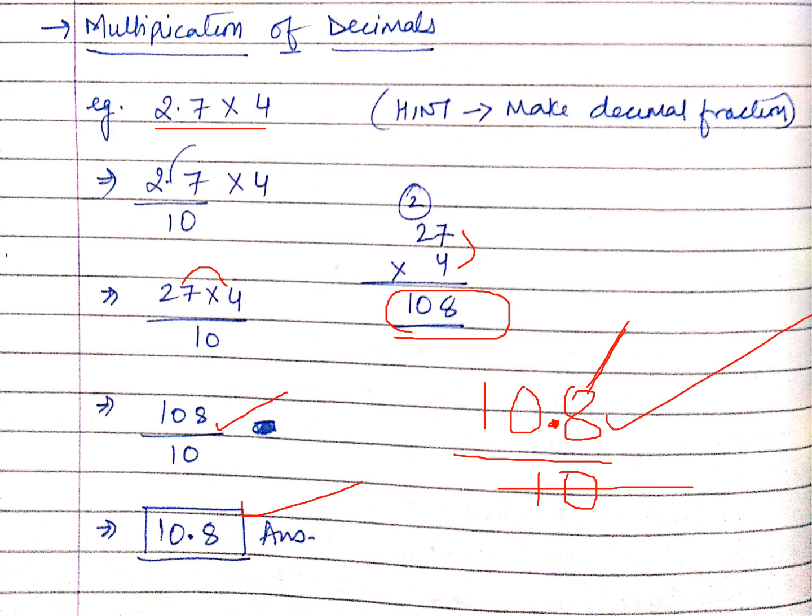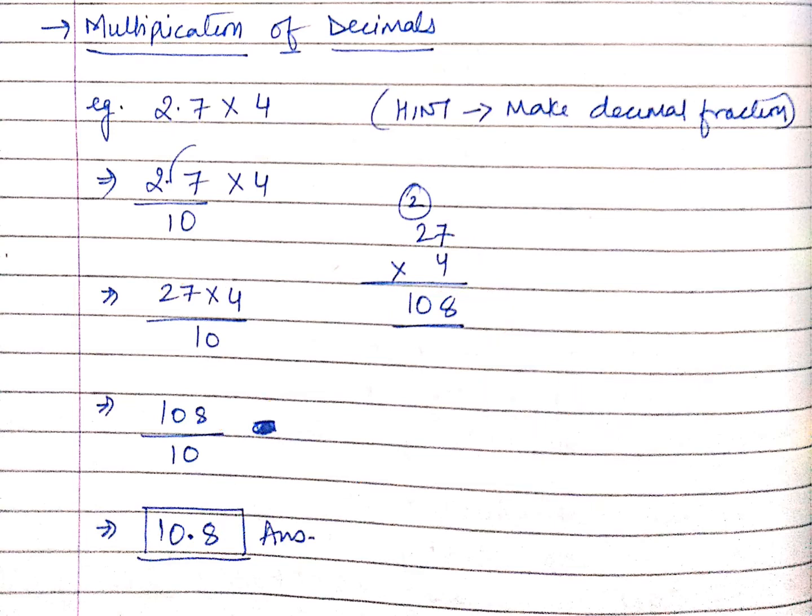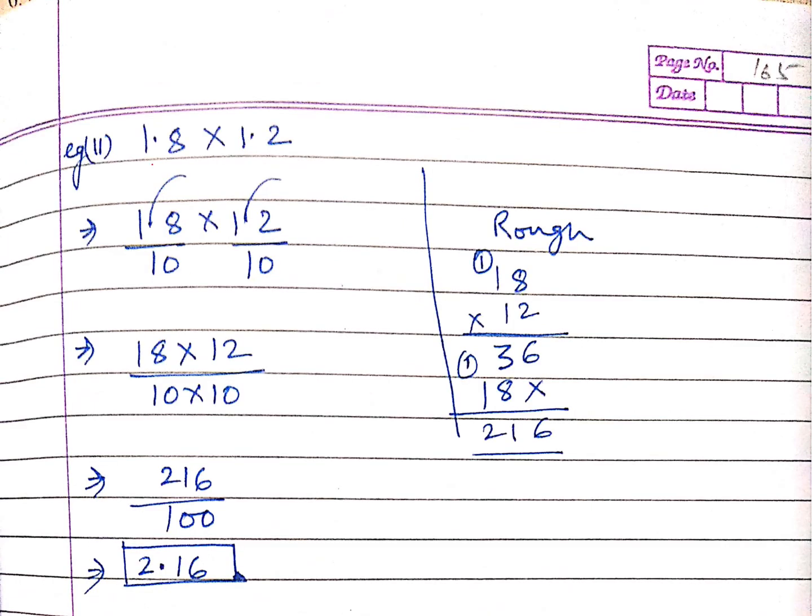I will take two more examples for you to make it easy. Let's see. Okay, 1.8 into 1.2. Same thing. I will write the number like this. I will remove the decimals. 10 will come below this, 10 will come below this. Now we all know 18 into 12 is the numerator. 10 into 10 is the denominator.